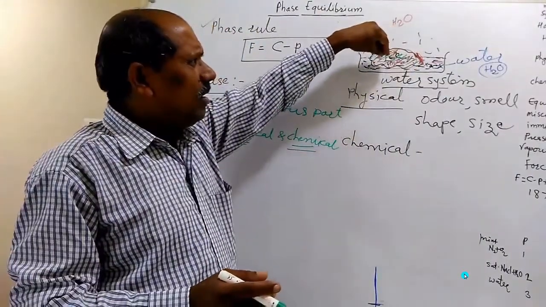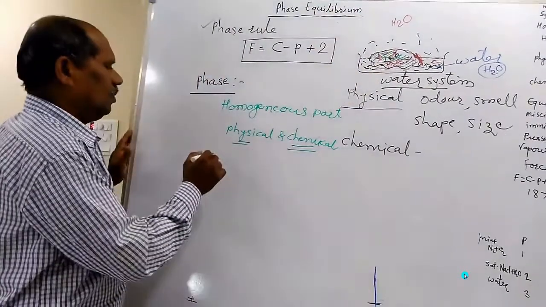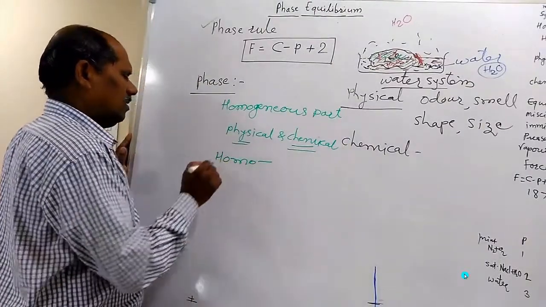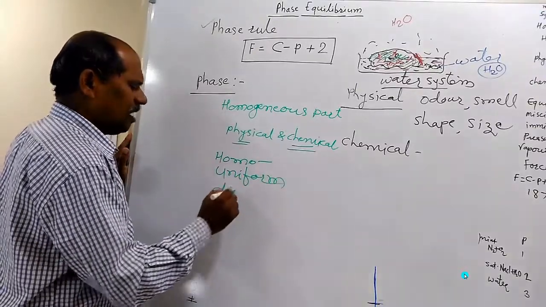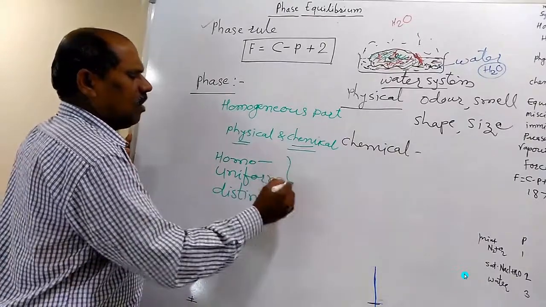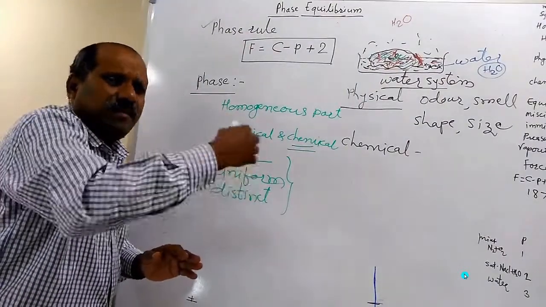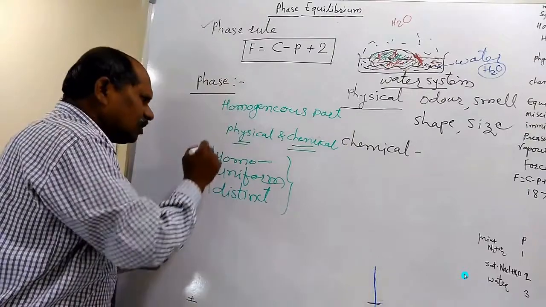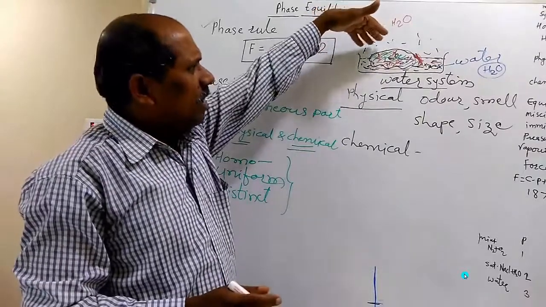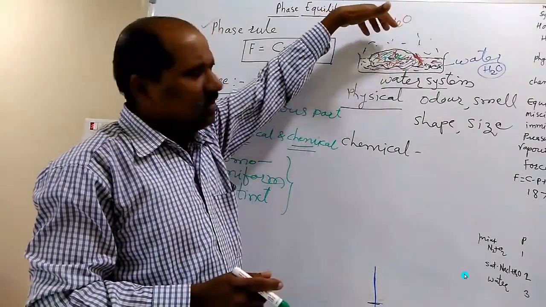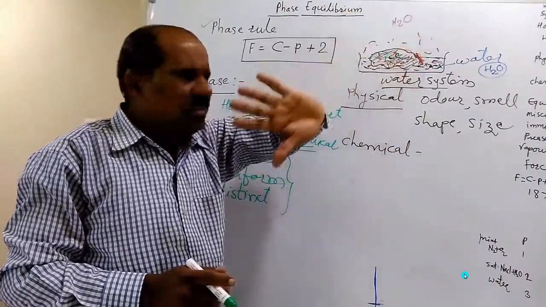A phase is a homogeneous, uniform, and distinct part of a heterogeneous system which has all physical and chemical properties the same throughout; that part is called a phase. For example, in the water system, in the upper part there are some water vapors, this is ice and this is liquid water. There are three phases.